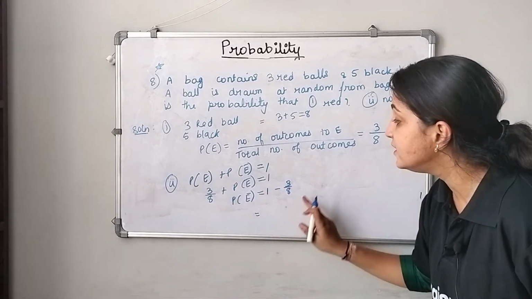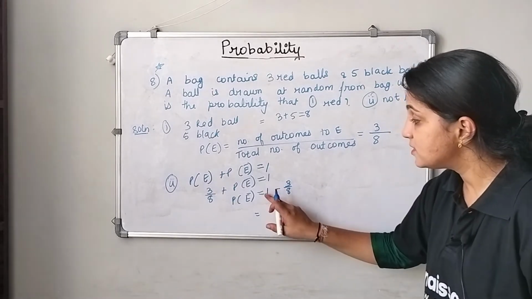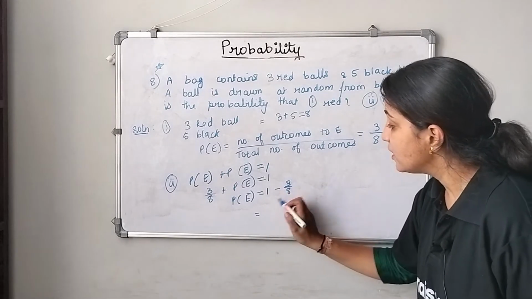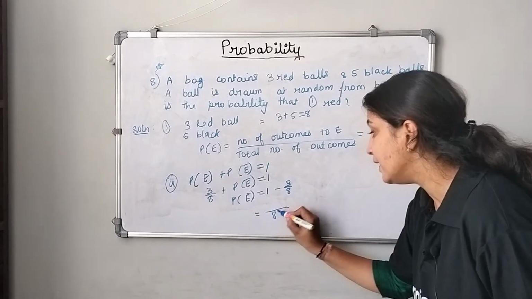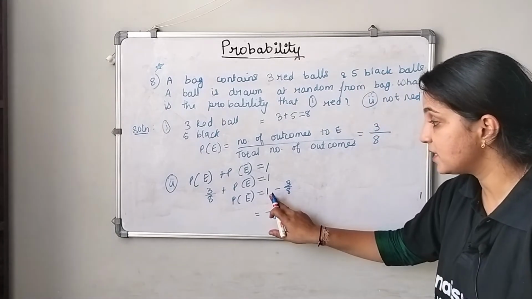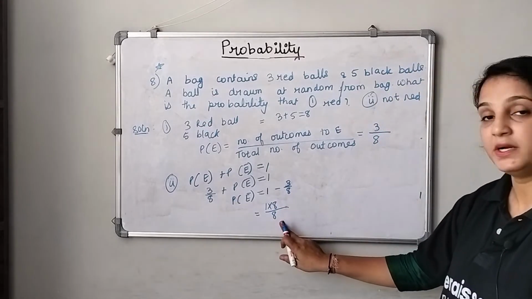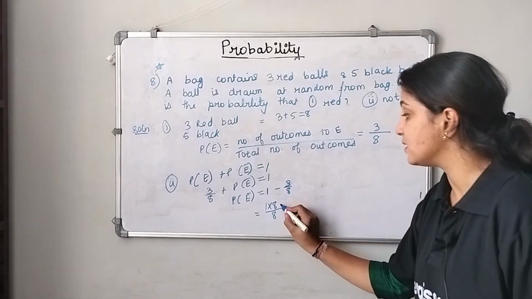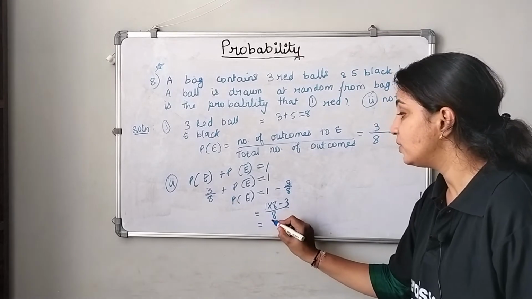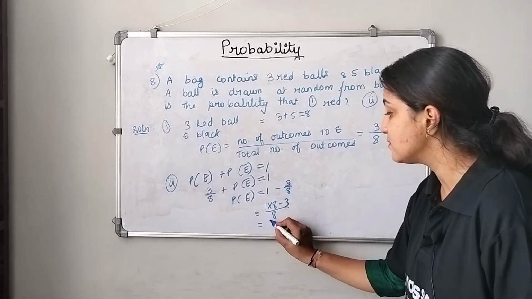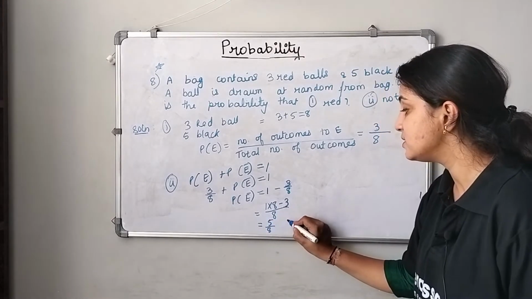Now, how to solve this equation? This 1 doesn't have a denominator, so we'll take denominator 8, and multiply this 1 by 8, which is the common denominator. Minus 3. So 1 into 8 is 8. 8 minus 3 is 5 upon 8. So this is the answer.